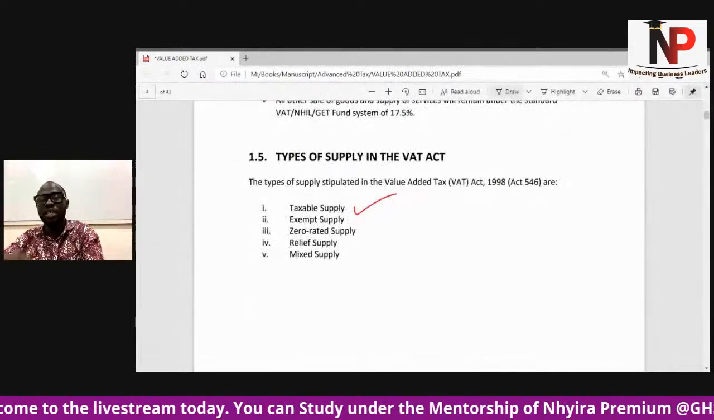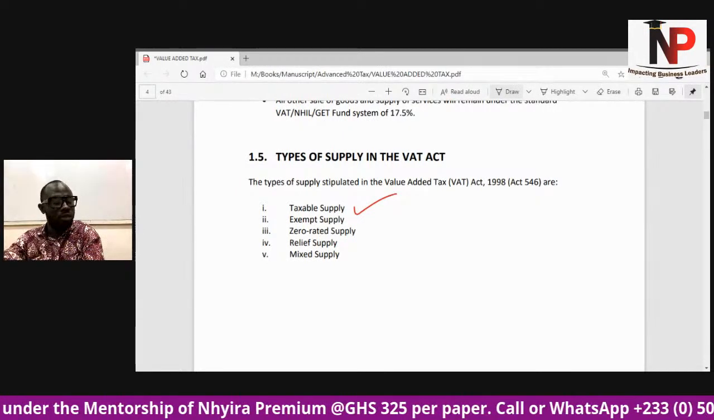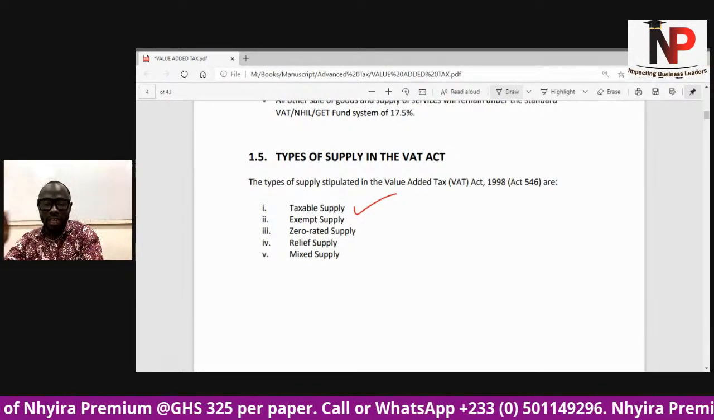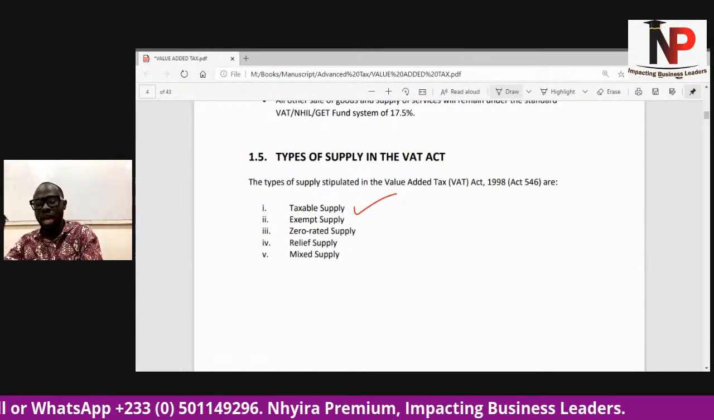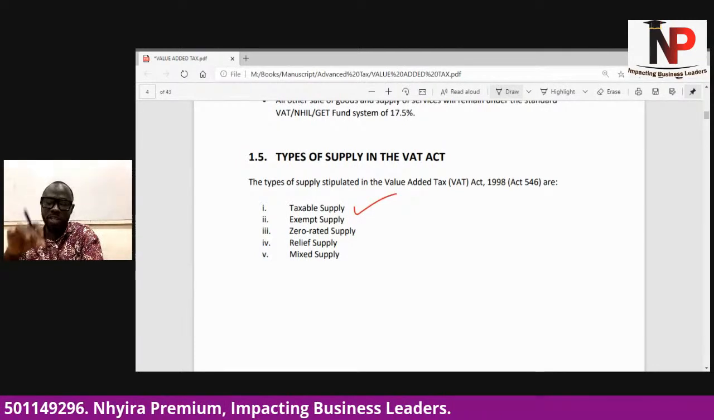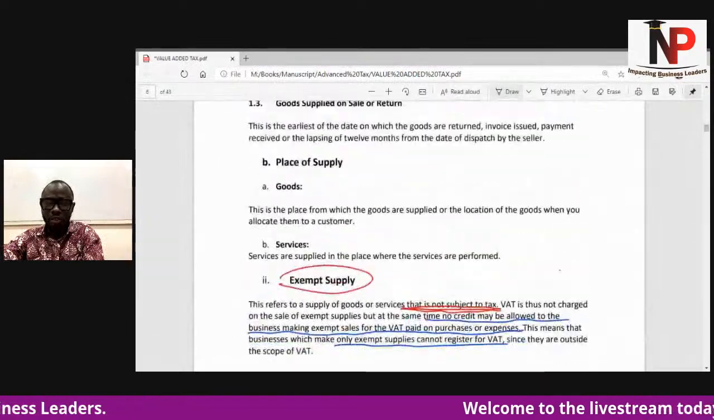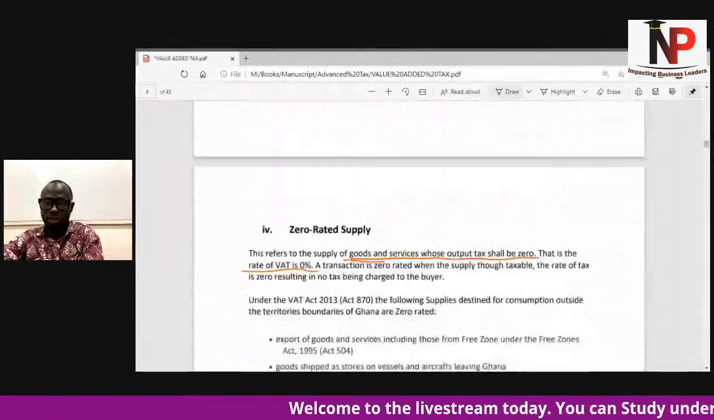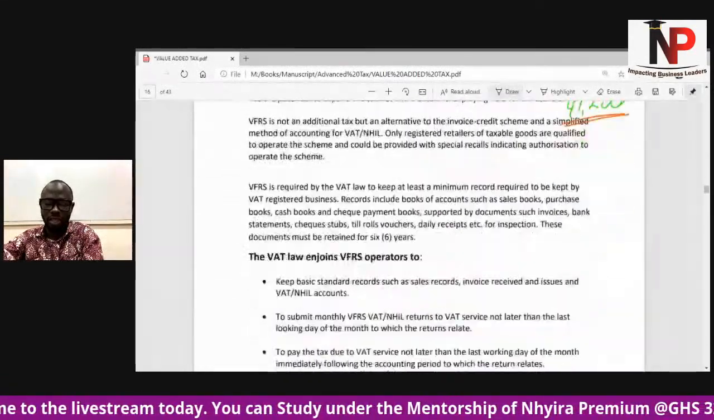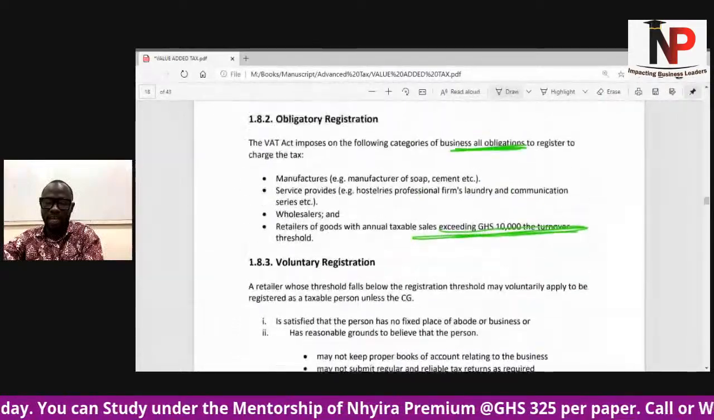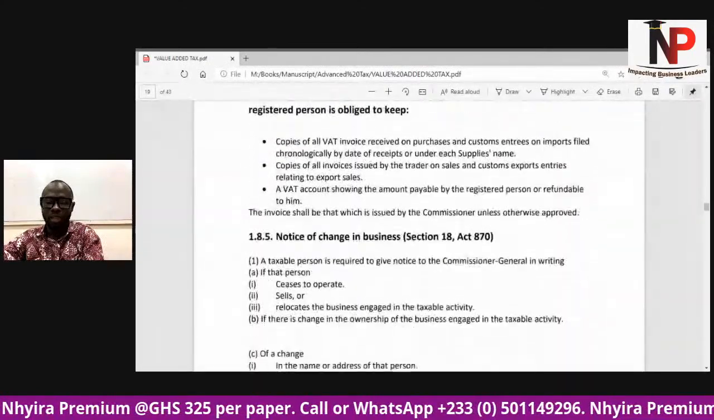And we discussed the types of supply. Yesterday, extensively, we spent our time on the various types of supply, taxable supply, exempt supply. We look at the differences between the exempt supply and then the relief supply. Very, very important. We look at zero rated as well as the exempt supply. And then we came to the issue. So let me just scroll down to where we got to yesterday in my slide. We spoke about the registration, who can register, and the obligations for registration.